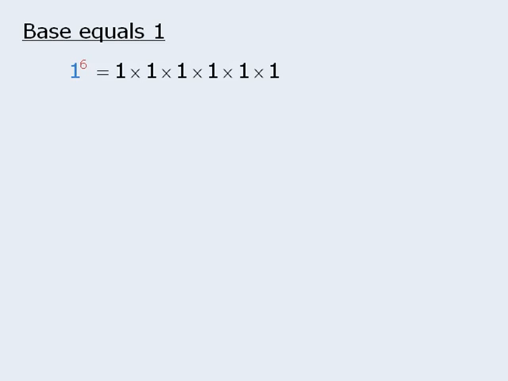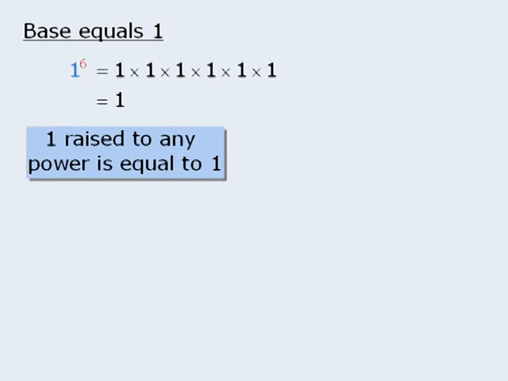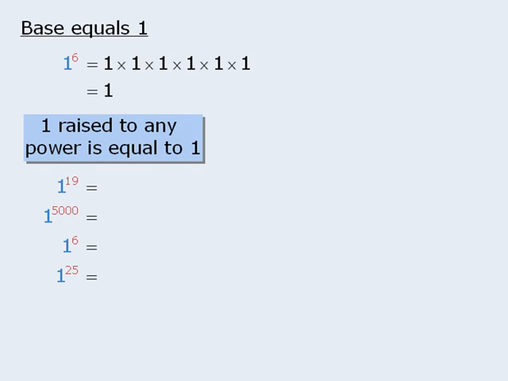Okay, now let's examine some special properties related to exponents. The first property concerns expressions where the base is equal to 1. In this example, 1 to the power of 6 equals the product of 6 ones, which equals 1. In general, we can say that 1 raised to any power will always equal 1. So all of these expressions will evaluate to be 1.